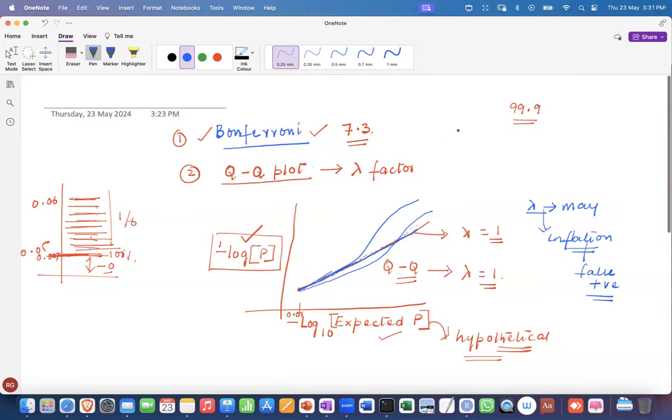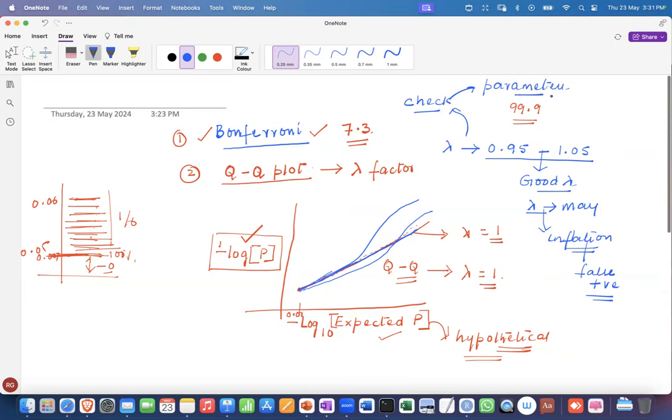As a thumb rule, you can take this: if the inflation factor is between 0.95 to 1.05, you can consider this to be a good lambda. Anything less than this or anything beyond this, please do not consider your lambda to be good enough. It means you'll have to go back and check certain parameters, which I'm going to talk about in a few minutes.